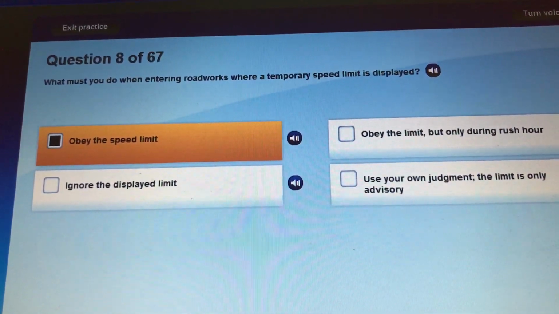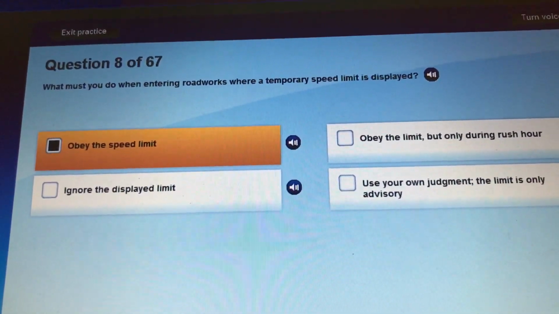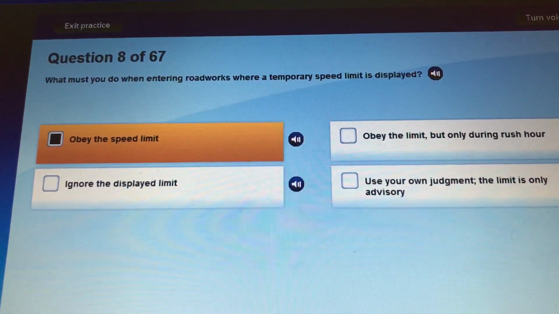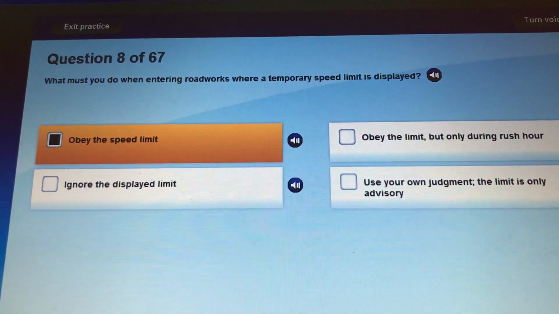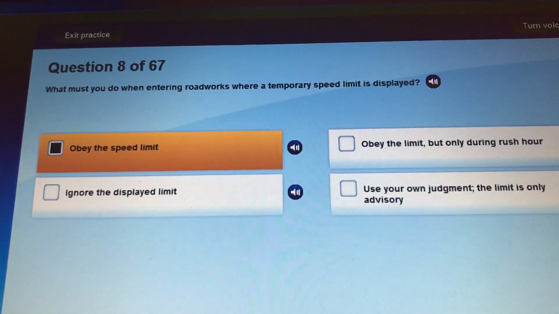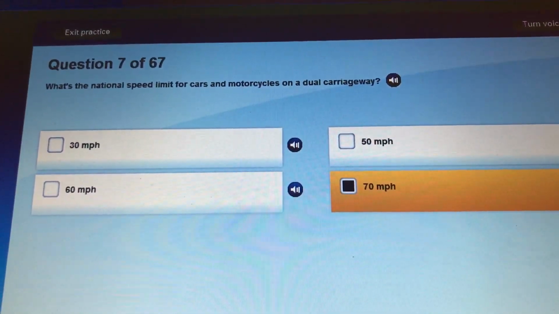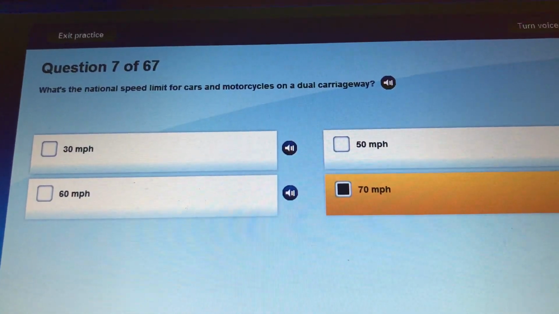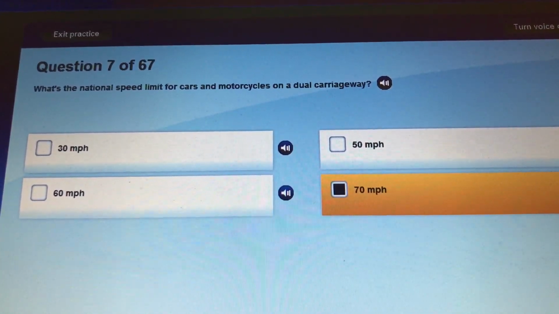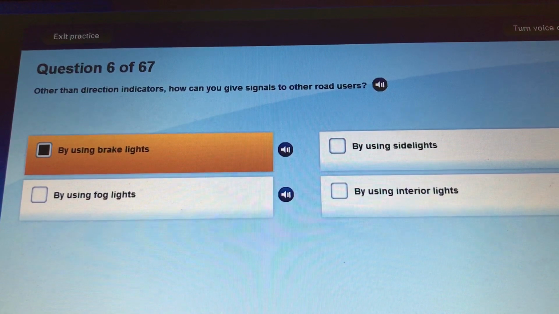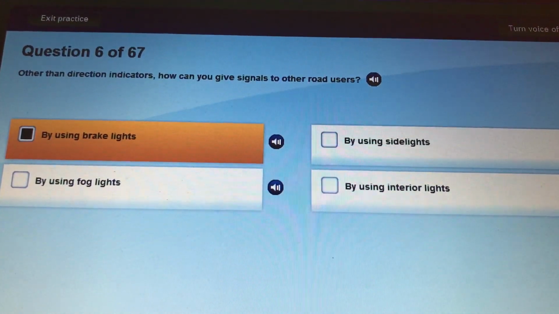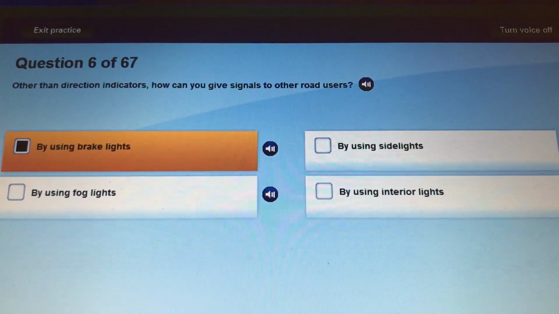What must you do when you are entering roadworks where a temporary speed limit is displayed? You must obey the speed limit at all times because of the roadworks. What's the national speed limit for cars and motorcycles on a dual carriageway? 70 miles per hour. Other than direction indicators, how can you give signals to other road users?